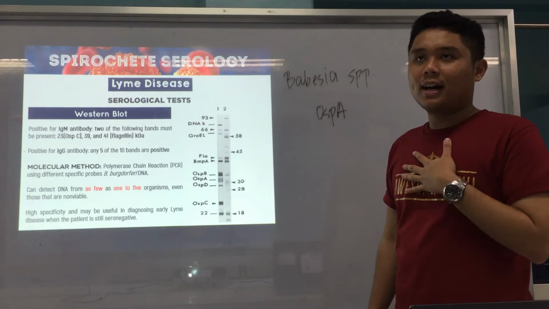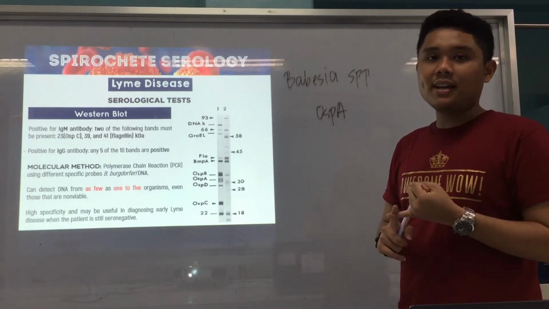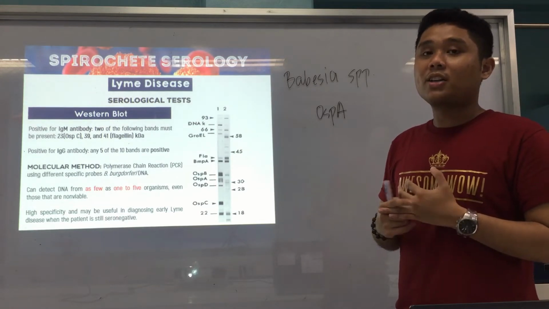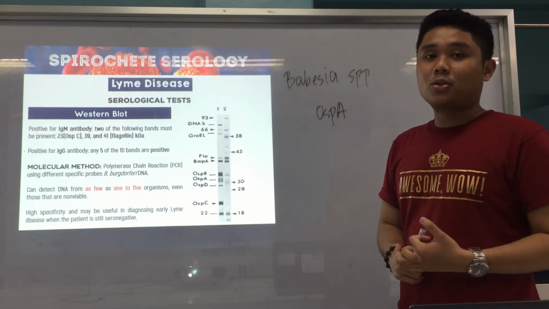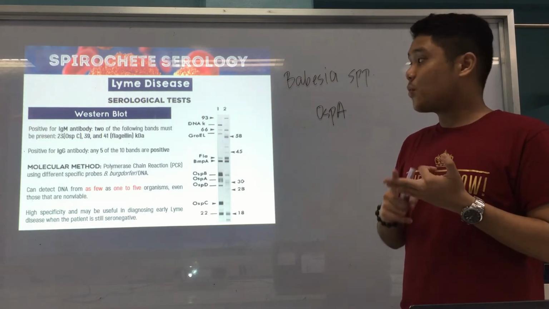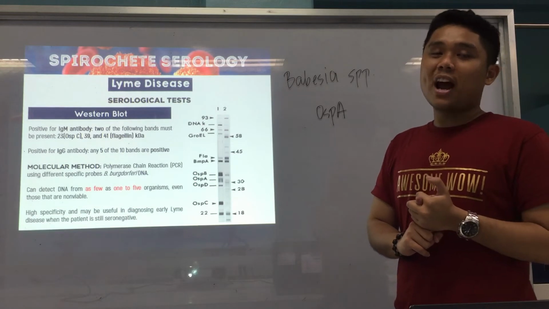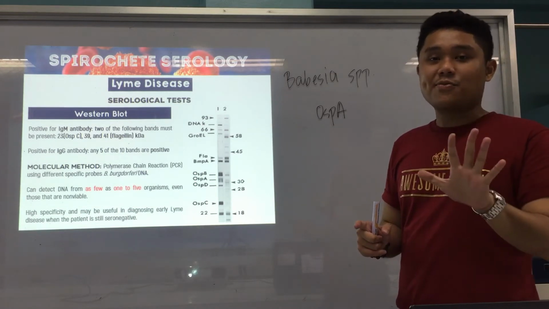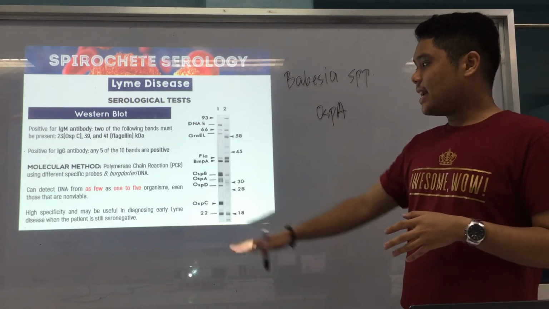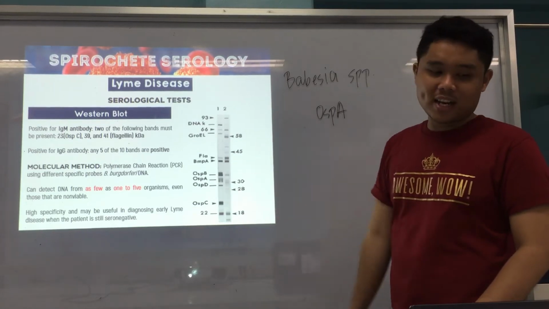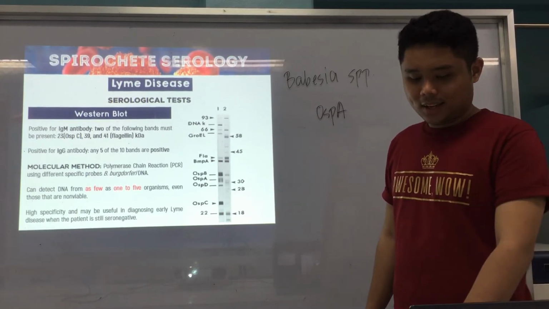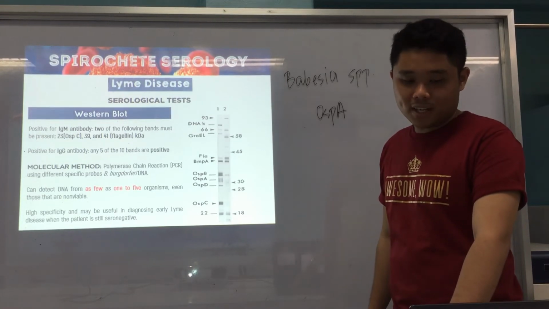Always take note on the test: ELISA and IFA. ELISA is a standard method. IFA is positive if the titer is greater than or equal to 1:256, and Western blot is confirmatory. Positive for IgM if 2 of the bands are present, 23, 39, and 41, and positive for IgG if any 5 of the bands are present. And again, recall, OspA comes from Borrelia burgdorferi, seen in patients with Lyme disease. So that's for the first spirochete.